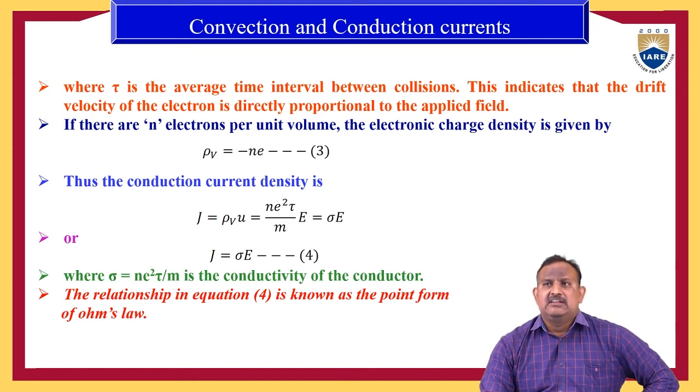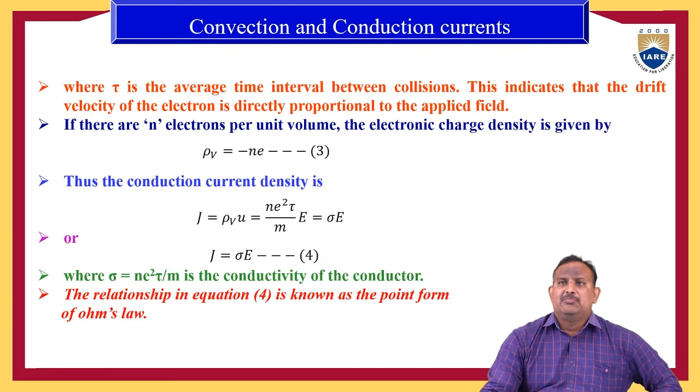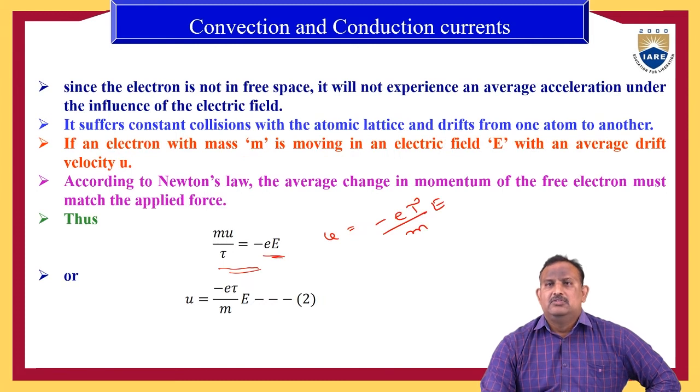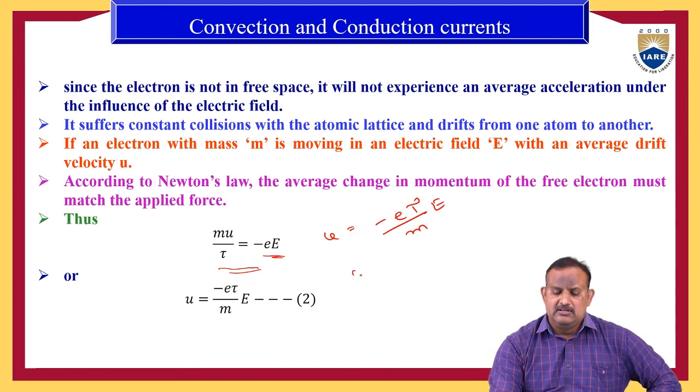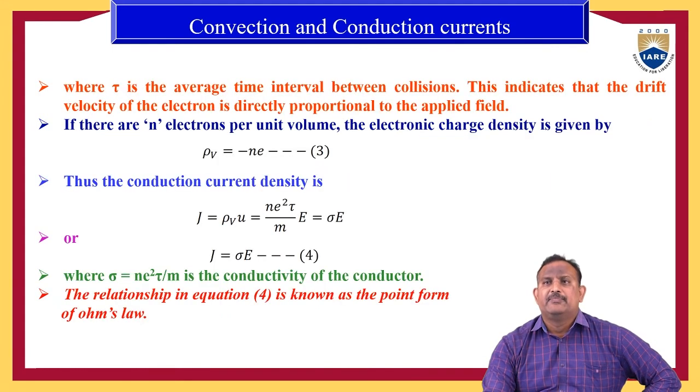So this indicates that the drift velocity of an electron is directly proportional to the applied field. We can write that the velocity of an electron is directly proportional to the applied electric field, u is directly proportional to E.